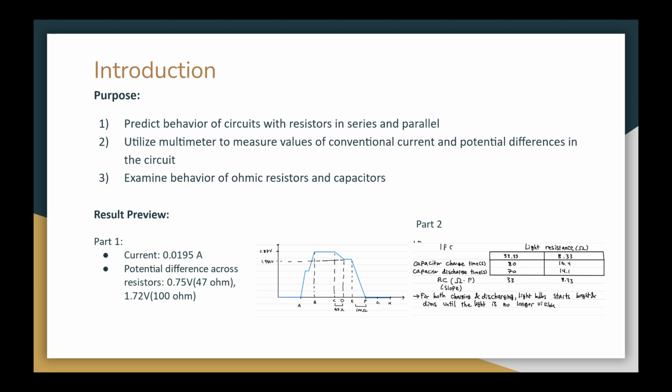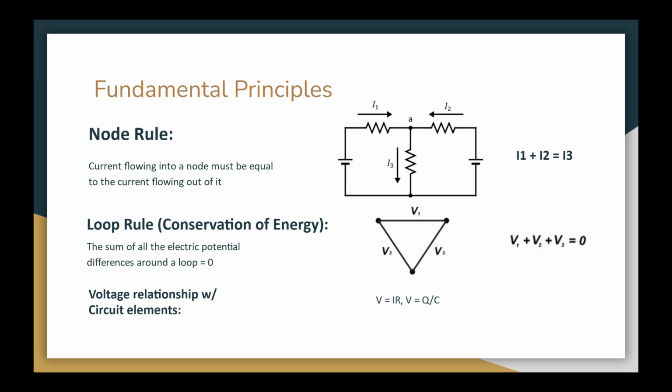For part one, we got the current to be 0.0195 amps and the potential difference across the resistors to be 0.75 volts and 1.72 volts. The change in the voltage and the voltage drops are shown in the graph. For part two, we used two different light bulbs with two different resistances. We got RC for the first one to be 33 and the second one to be 8.33. As you can see, the higher resistance meant that the light bulb lasted for a longer time.